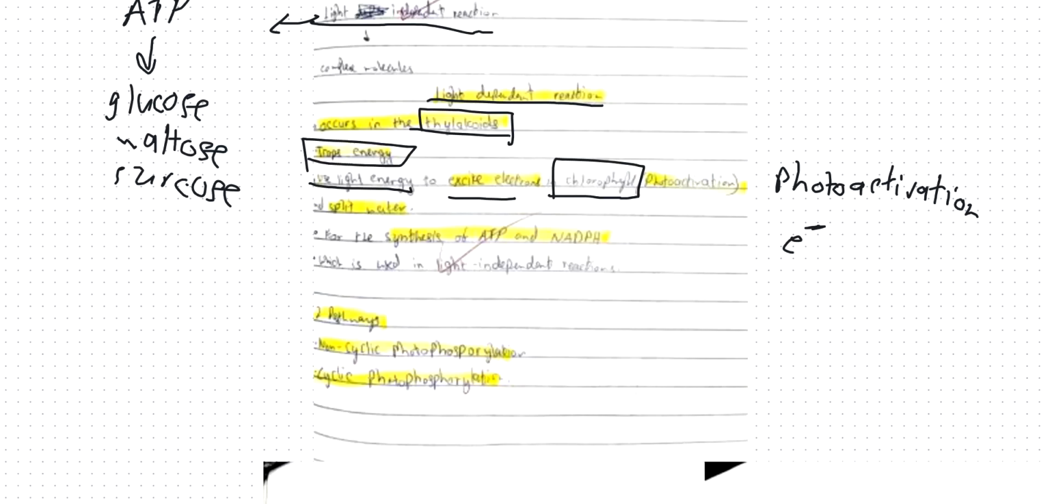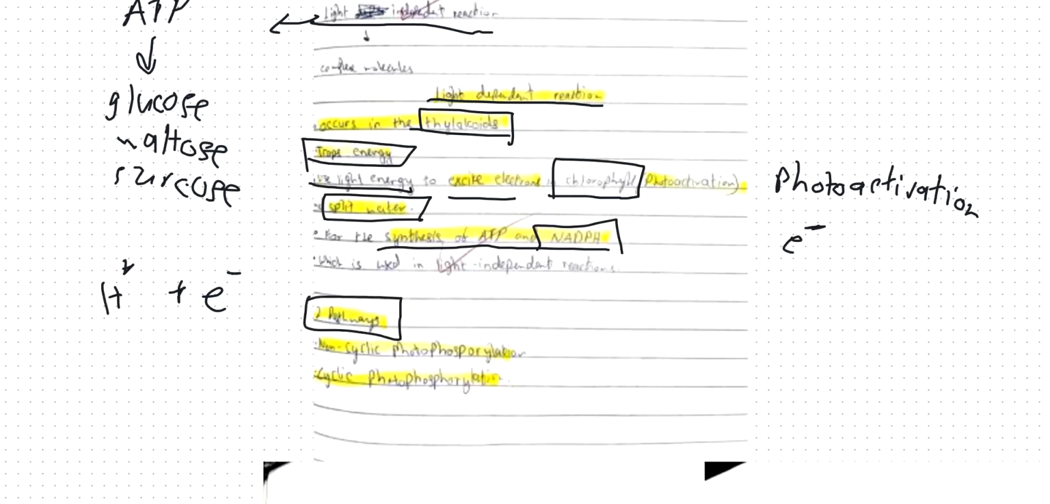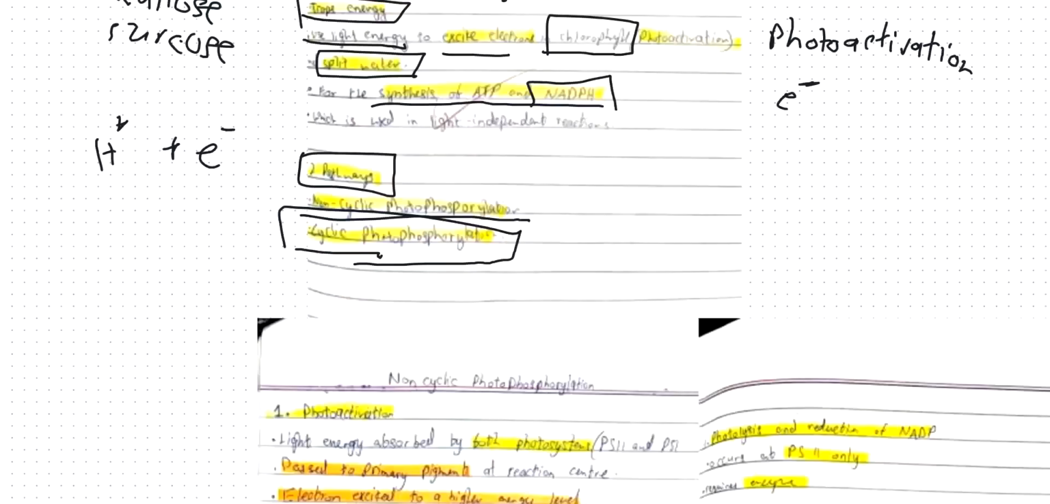So electrons are excited. This is known as photoactivation, and it's excited for the synthesis of ATP and NADPH. And also in this light dependent reaction, water would split into protons plus electrons. So there are two pathways of the light dependent reaction. The first one is non-cyclic photophosphorylation, and the second one is cyclic photophosphorylation. So the light dependent reaction has two types, non-cyclic and cyclic.